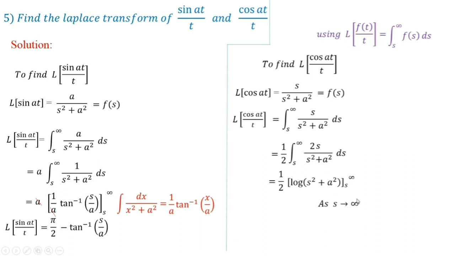Now as s tends to infinity, then log of s square plus a square tends to infinity. Therefore, here Laplace of cos at upon t does not exist. Therefore, Laplace of sin at upon t is equal to pi by 2 minus tan inverse of s upon a, and Laplace of cos at upon t does not exist.